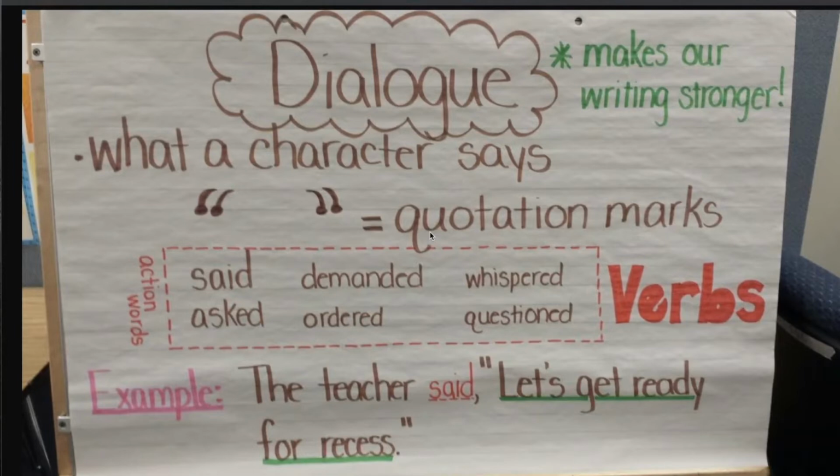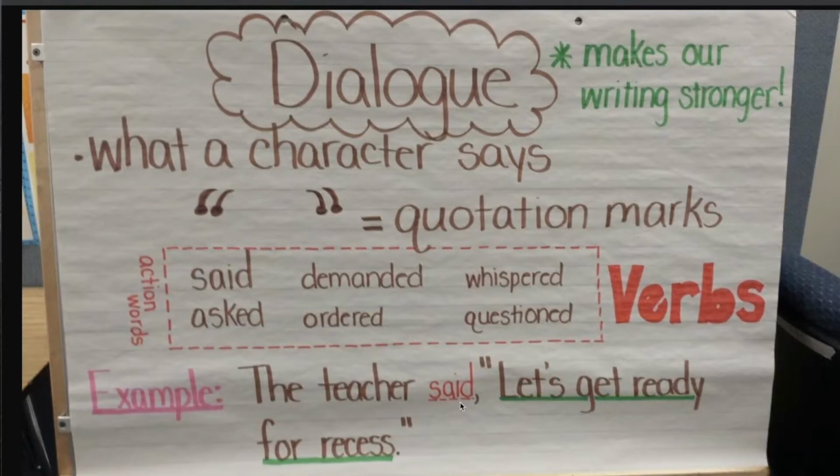So usually you would do something like this down here at the bottom, this example. The teacher said, and then you'll notice there's the quotation marks, and then this is the part the teacher said. Let's get ready for recess, quotation marks. Okay, so we can tell exactly what the teacher said. It's underlined in green here, but we can tell because that's when they start talking, and we use quotation marks when they stop talking.